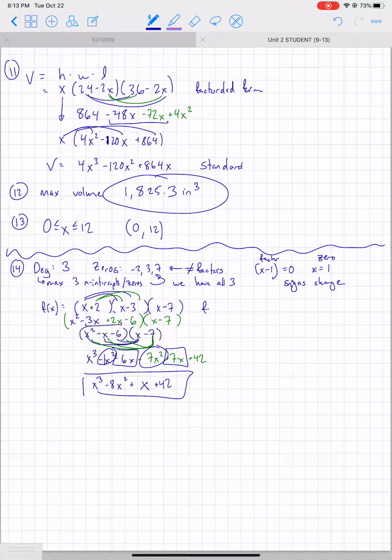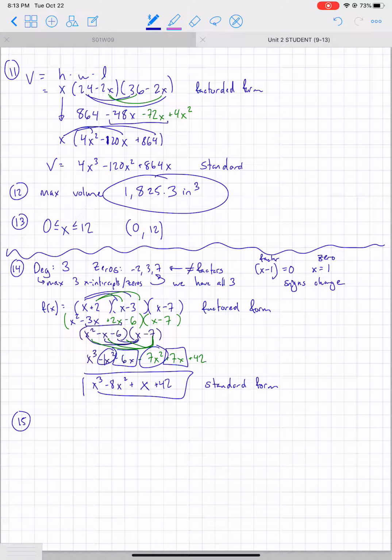So again, we have factored form and standard form. Pay attention to what I'm asking you for on the quiz. It depends how I'm feeling and what I want to see from you, whether or not I ask for standard or factored. So let's move on to 15.